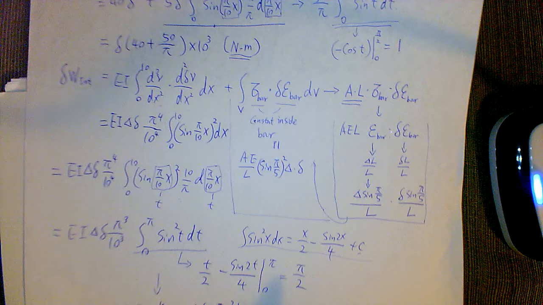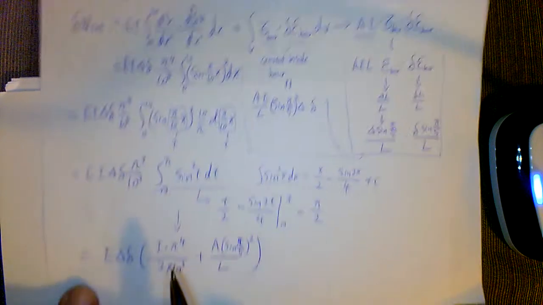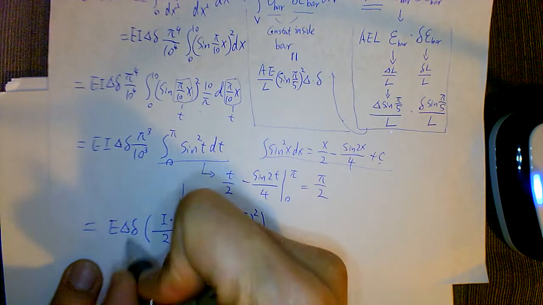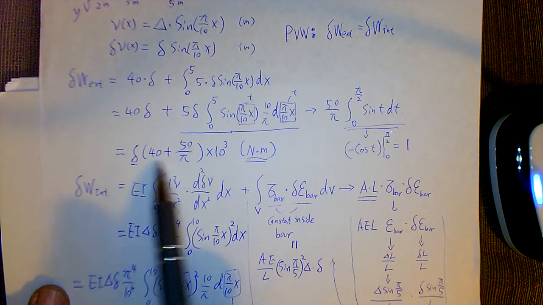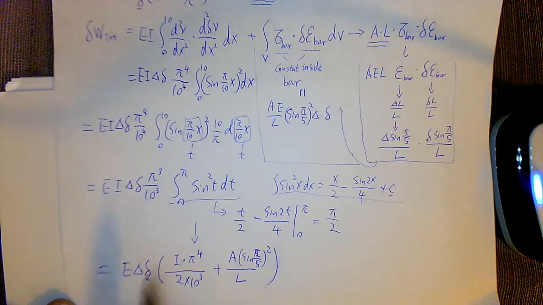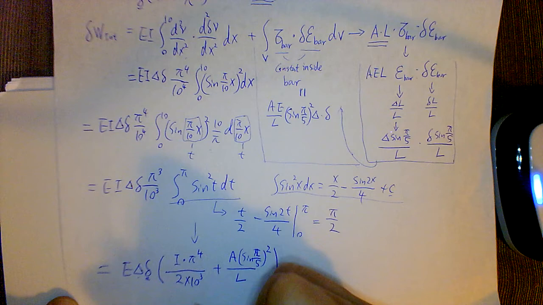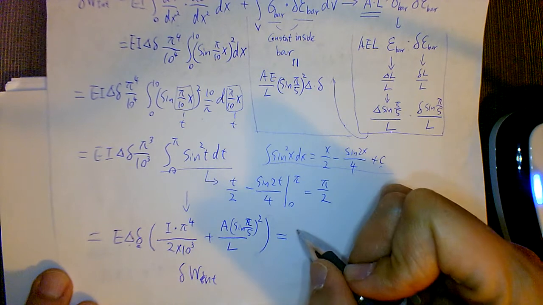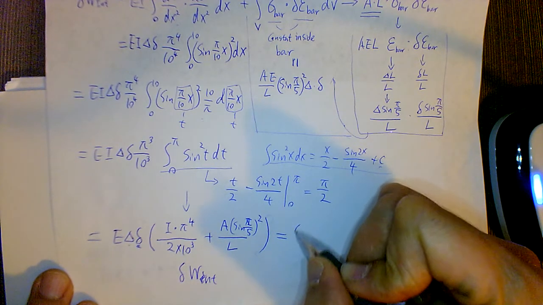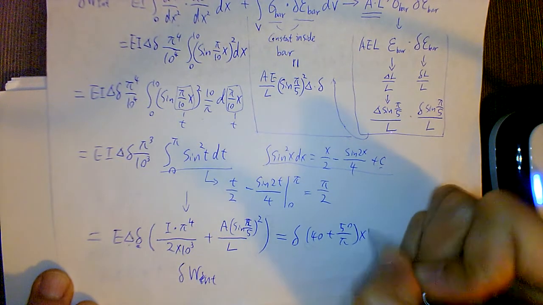So now we apply the principle of virtual work. We'll make this guy has to equal this guy, and then the delta can be anything. So you have an equation of this guy actually equals to all those bunch of stuff, but then you can solve for delta. So let's do it. This is the internal, and then I'm gonna say it's equal to the external. I'm gonna copy it. It's delta, 40 plus 50 over pi times 10 to the 3rd.